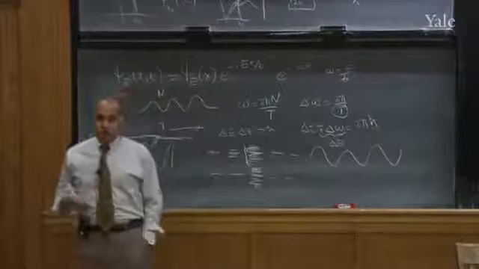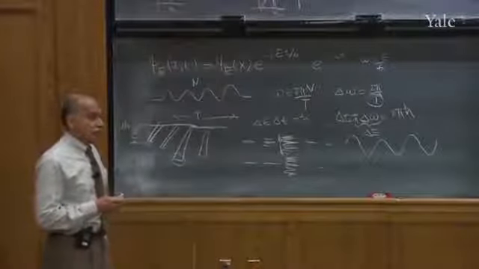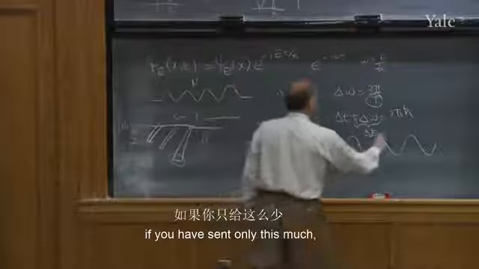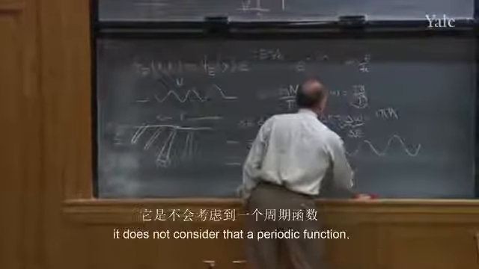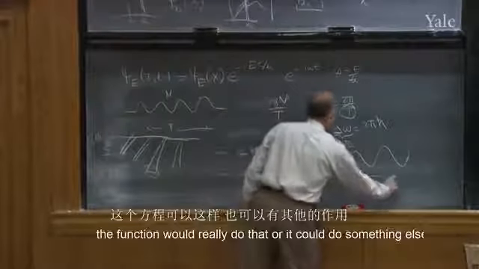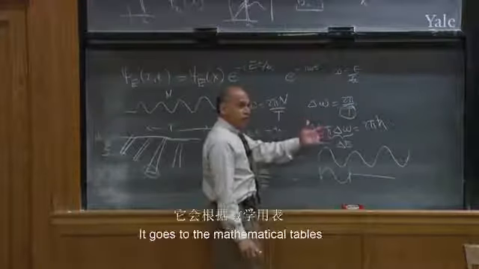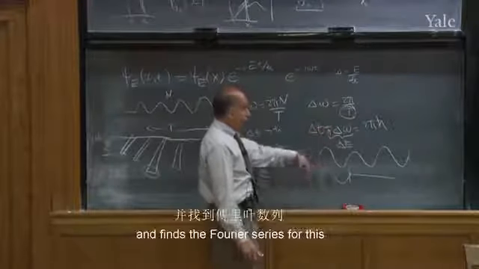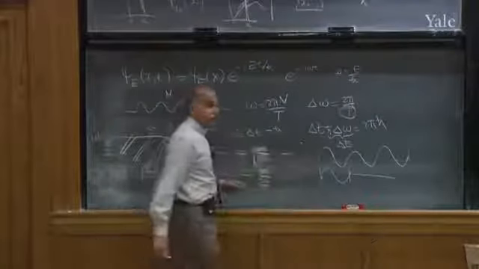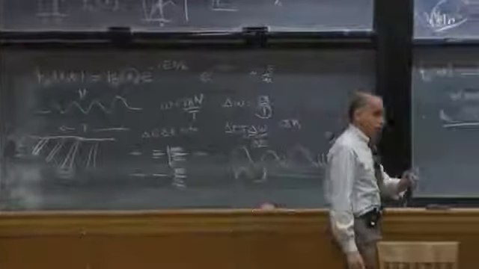So you've got to understand, it takes some time for the system to know what frequency you are sending. If you have not sent many cycles, if you have sent only this much, it does not consider that a periodic function. Because to it, the function really could do that, it could do something else. It goes with the information it has, goes to the mathematical tables and finds the Fourier series for this and sees what frequencies are there. And anything that's not zero can excite all these things. And after a while, when the frequency is well defined, one reed moves.